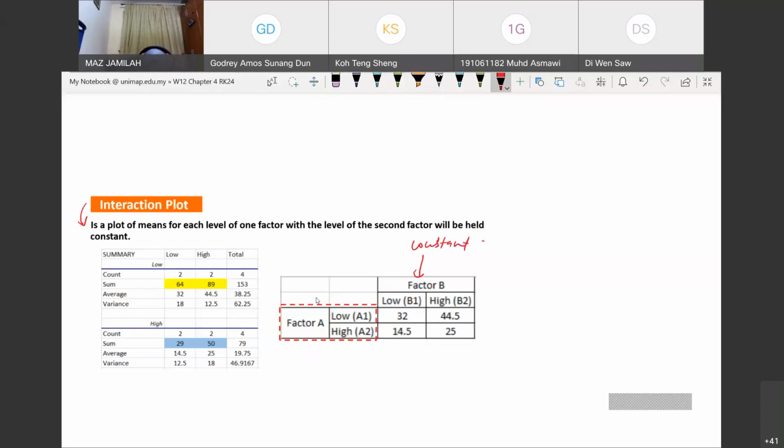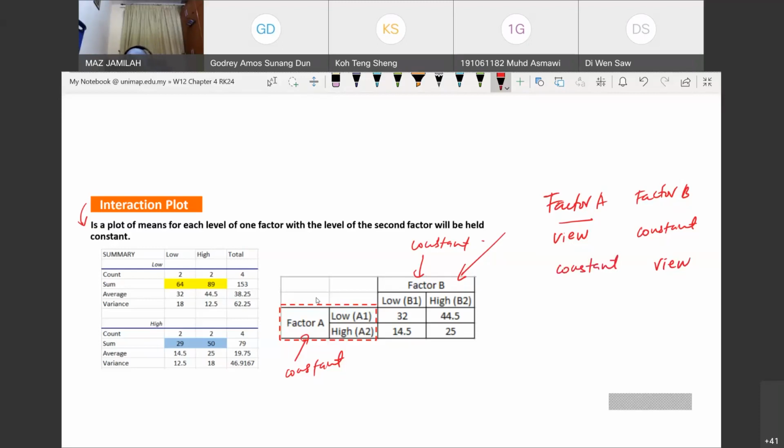If you are looking from the angle of factor B, then A will become constant. So if you have factor A and factor B, and you want to view from the angle of A, then B becomes constant. And if you want to view from the angle of B, then factor A becomes constant, because you can only draw by using either factor A or factor B.